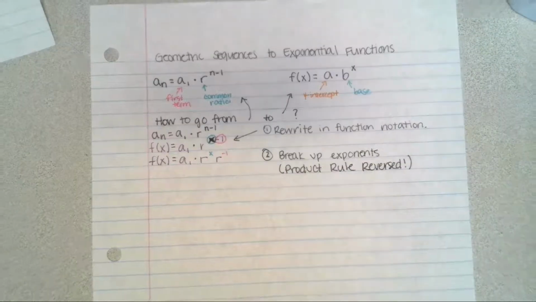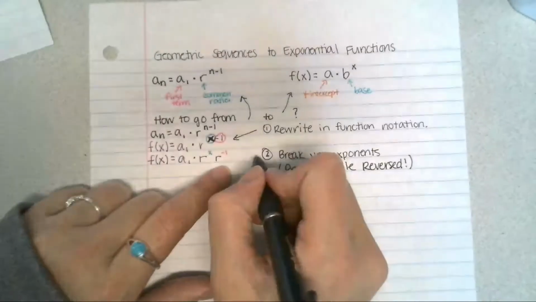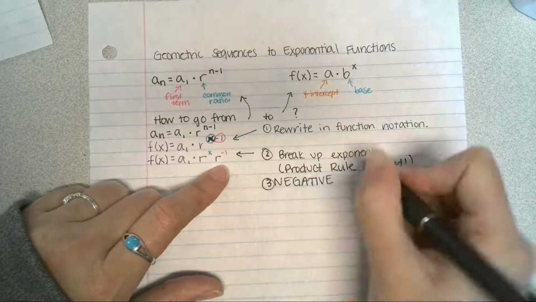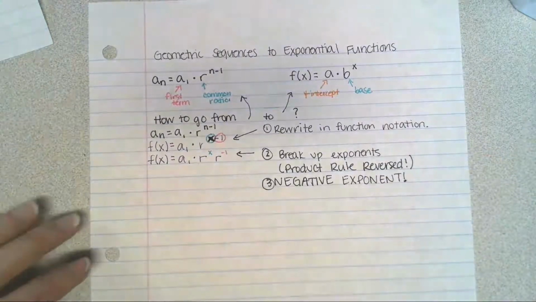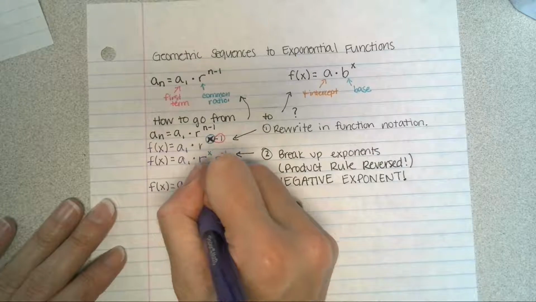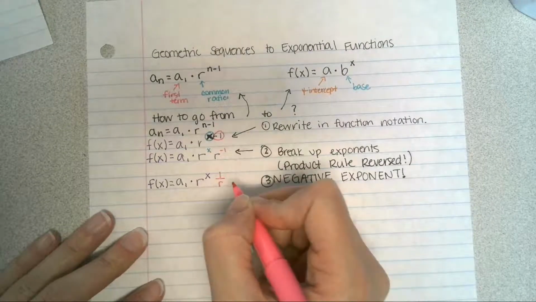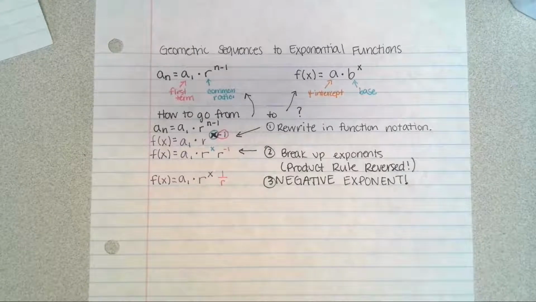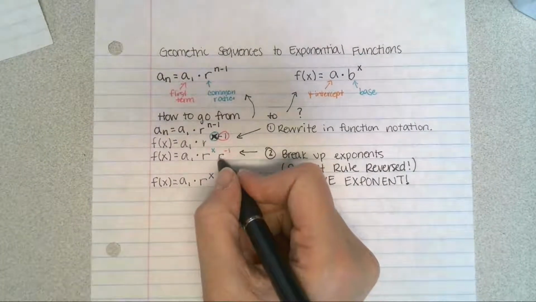Now with that, I have r with a negative exponent, so I can rewrite my negative exponent. So this was where we broke it up, and step 3 is going to be that negative exponent. We never leave our exponents negative, so I want to rewrite that. So I'm going to go ahead and write f of x equals a sub 1 times r to the x power, and then instead of r to the negative 1, that's going to be 1 over r to the first power. And we don't have to write that exponent of positive 1, so I'm going to leave it as 1 over r. So that's here. I'll put a little arrow there. We went from r to the negative 1 to 1 over r.